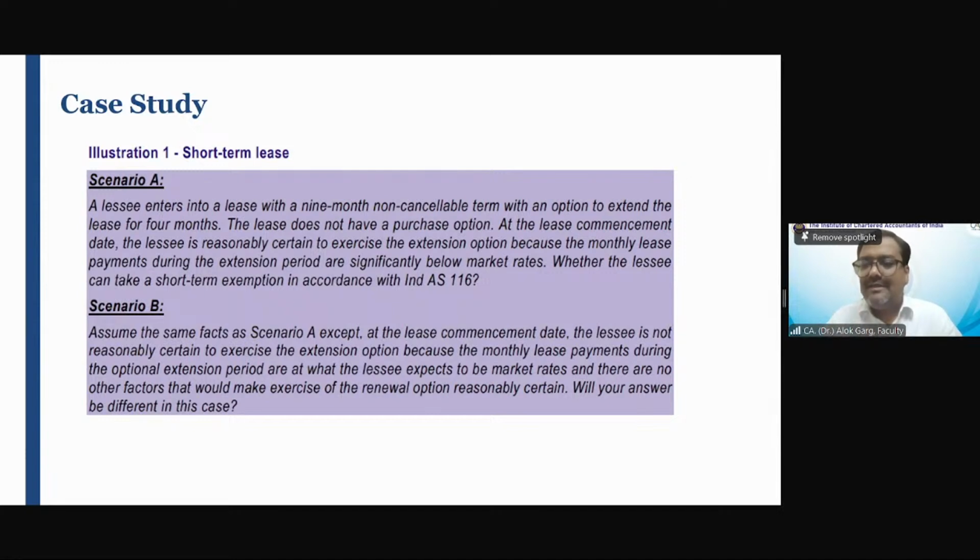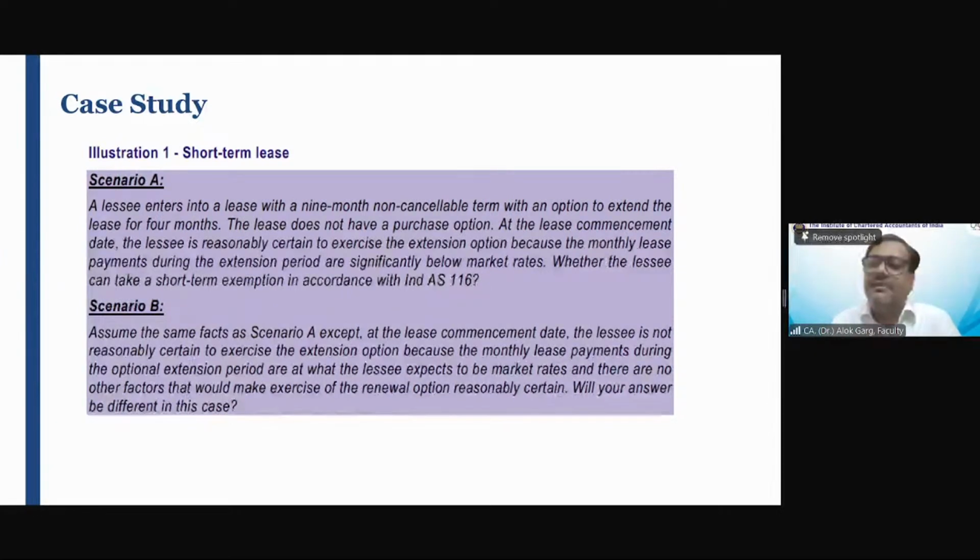Understood? Likewise, once you have concluded it is an identified asset and the right of control of use has been transferred, then you need to compute the lease period. What is the lease period? Non-cancelable period plus rent-free period plus optional renewal period if the lessee is reasonably certain to renew, plus optional termination period if the lessee is reasonably certain not to exercise the termination option, right?